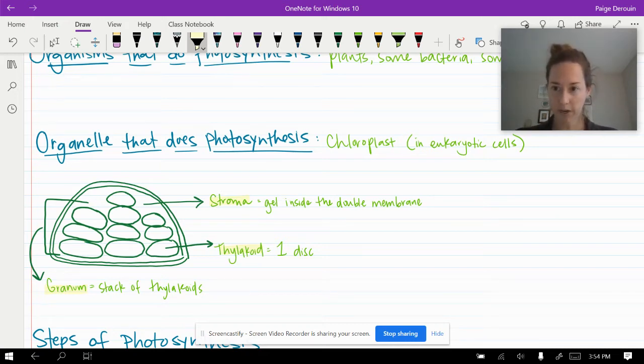Okay, so now that we've talked about the reaction overall, the organisms that do it, and the organelle that does it, we can start to talk about the actual steps of this process. And you might know from doing your case study that there are two main steps, which are the light dependent reactions and the light independent reactions. And there are a few different names for those things, which I'll talk about as we go through it. So here we go.